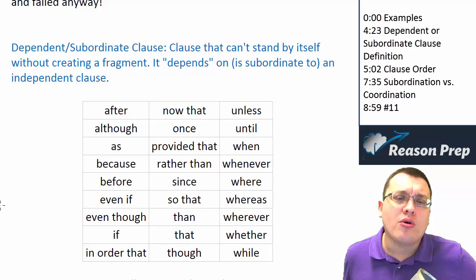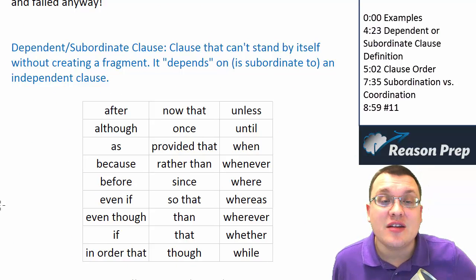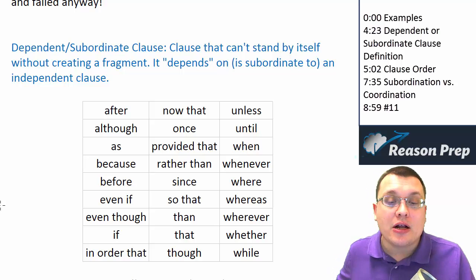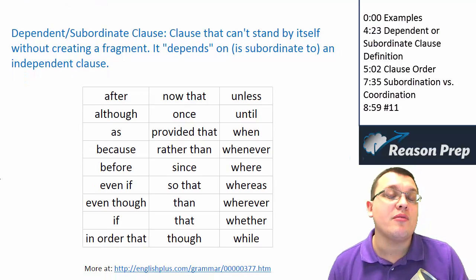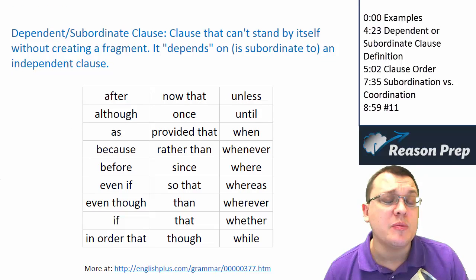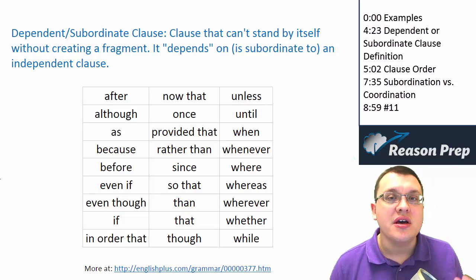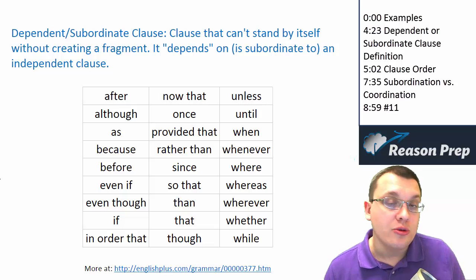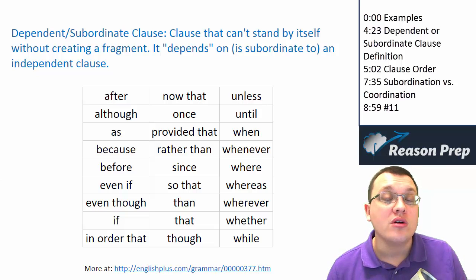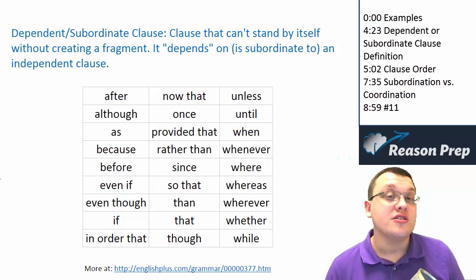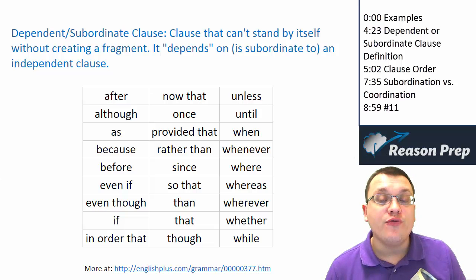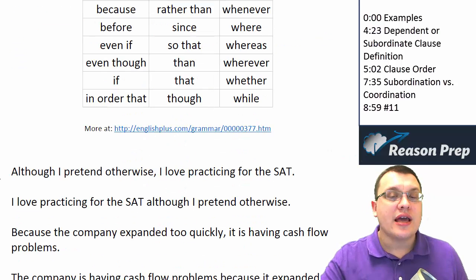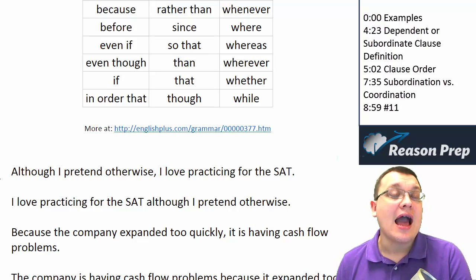So let's fully define a subordinate or dependent clause. It's a clause or a sentence that can't stand by itself without creating a fragment, right? So it depends on, or is subordinate to, an independent clause. And this right here is a list of some of the most common subordinating conjunctions. If you're a native speaker, you know these. You just have to pay attention to the fact that the sentence isn't complete without more information. If you're a non-native speaker and you're still learning English, you might want to commit these to memory. But these are all words that can be used, among other ways, to start subordinate clauses, dependent clauses. So if you see a sentence starting with one of these, you have to make sure it's complete, otherwise you've got an issue.